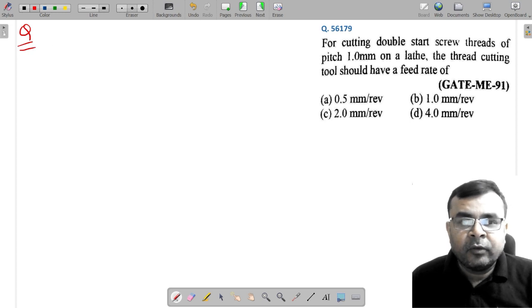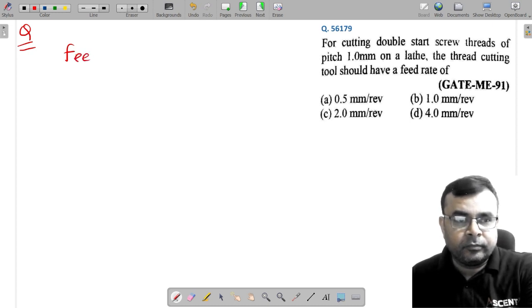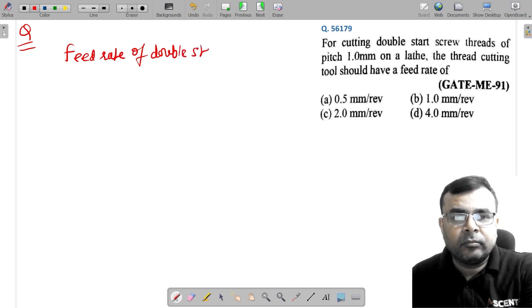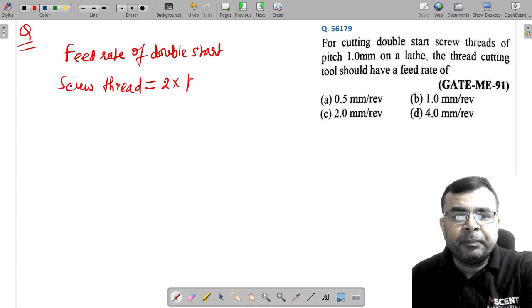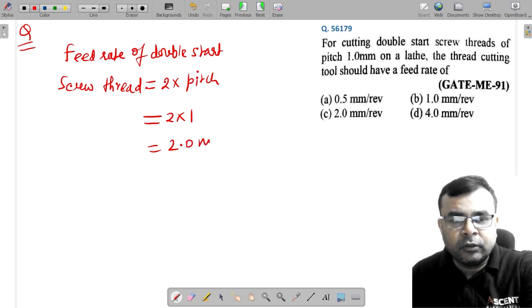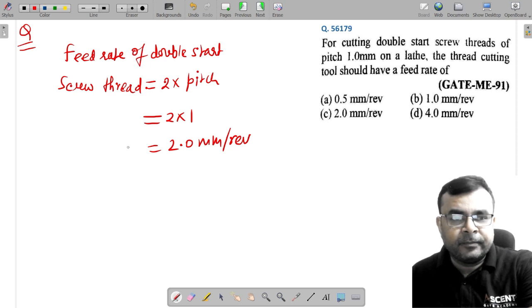Okay, so let's see another question. For cutting double start screw threads of pitch 1.0 millimeter on the lathe, the thread cutting tool should have what feed rate? So the feed rate for a double start screw thread equals 2 into pitch. So this is equal to 2 into 1. So here we get 2.0 millimeter per revolution. So the correct choice is option C.